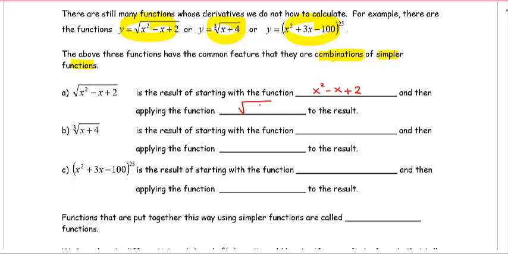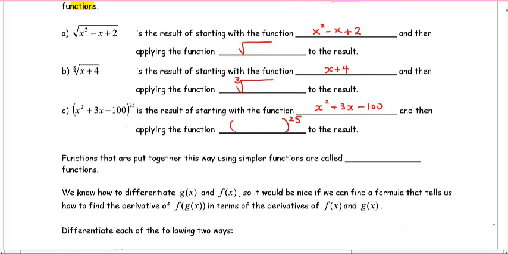So the cube root of x plus 4 is the result of starting with the function, you guessed it, x plus 4, and then applying the cube root function to the result. And the last one here, x squared plus 3x minus 100, all raised to the power of 25. Yep, starting with the function x squared plus 3x minus 100, then applying the function blah blah blah to the power of 25.